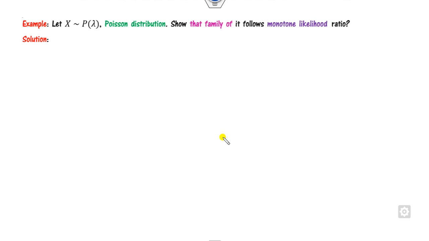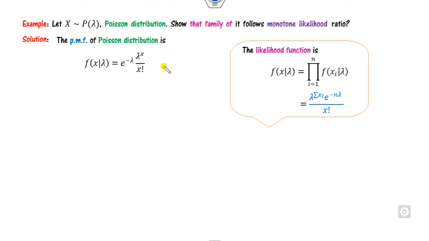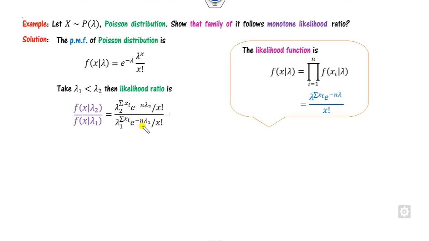Okay, look at the last example. If you consider the Poisson distribution, again a family is given to you. Firstly we will define the probability mass function. We define the likelihood ratio, which is here. The unknown parameter is lambda, we can start from here. We can substitute, and this will be cancelled out.